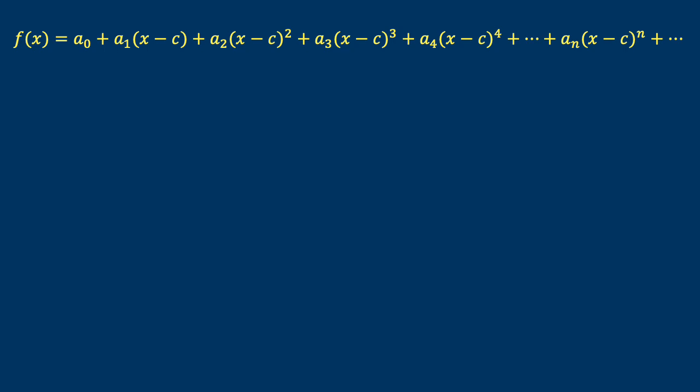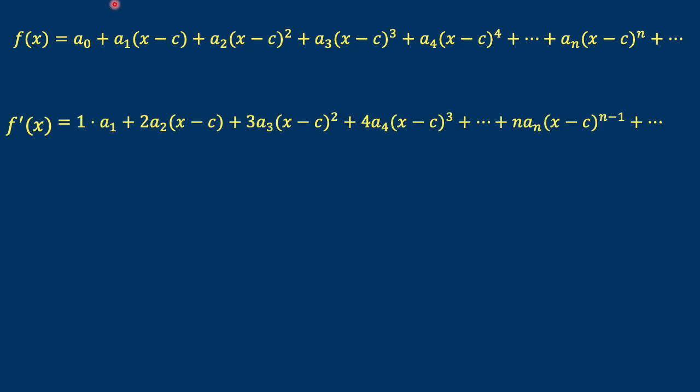We want to find the coefficient of the power series. So how are we going to find the coefficients? We're going to use the derivative, f prime of x. Let's take the derivative of both sides, f of x and the power series. The first derivative f prime of x is: the derivative of a0 is 0. Next is a1 times (x minus c), whose derivative is 1, so that's 1 times a1. Here is a2, (x minus c) squared, derivative is 2 a2 (x minus c). (x minus c) cubed, derivative is 3 a3 (x minus c) squared, and so on.